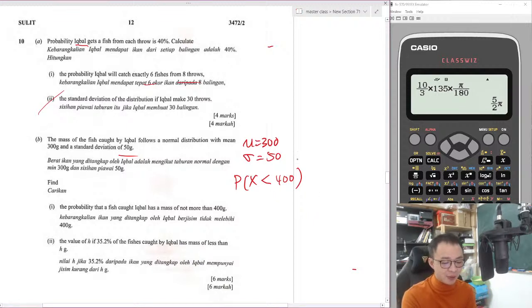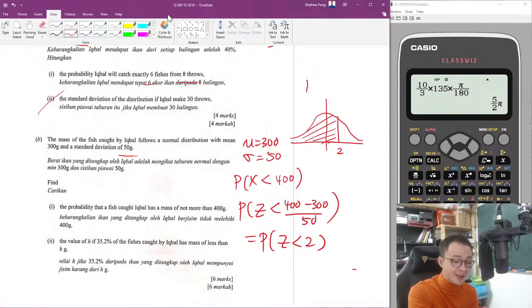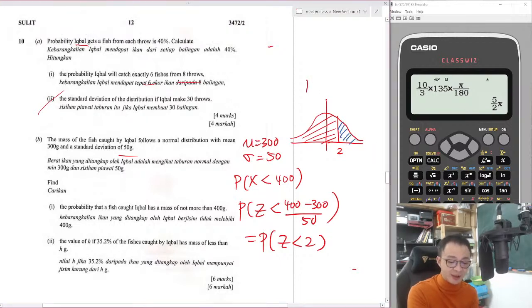400. Okay, so what you want to do right now is change it into the Z. Then this is 400 minus 300 over 50. Then this one will be Z less than 2. If you didn't have the calculator, then you need to do it manually. 2 is here, less than 2 is like this. So what you have to do is use the total, which is 1, minus the blue colored one. The blue colored one will be Z bigger than 2. Then you need to minus Z bigger than 2.